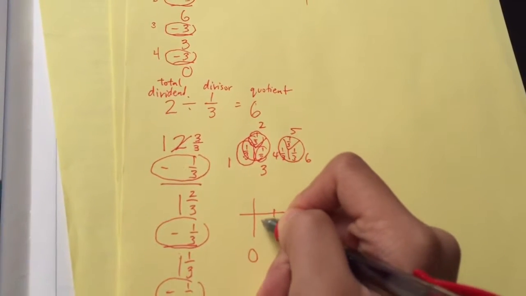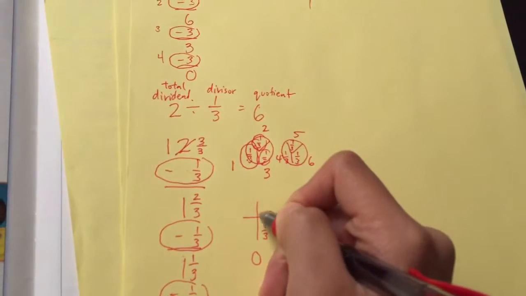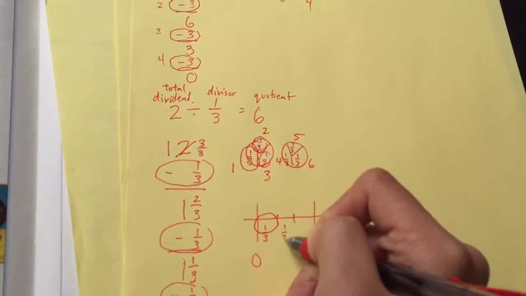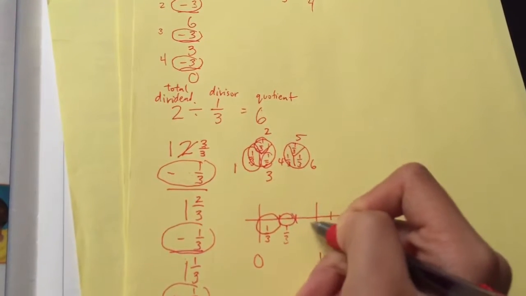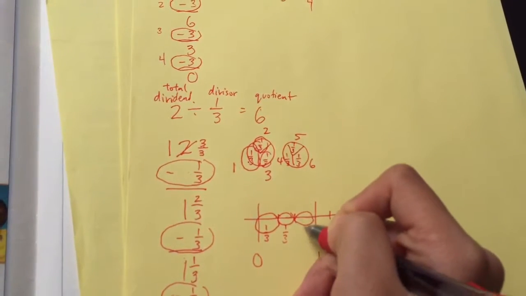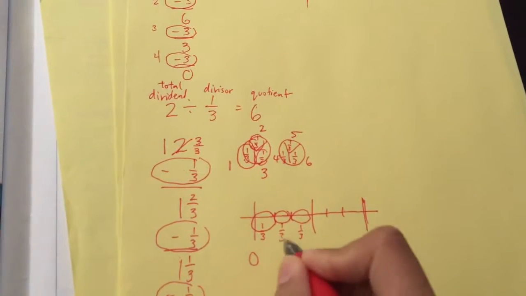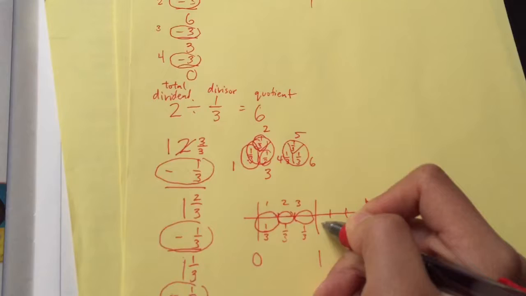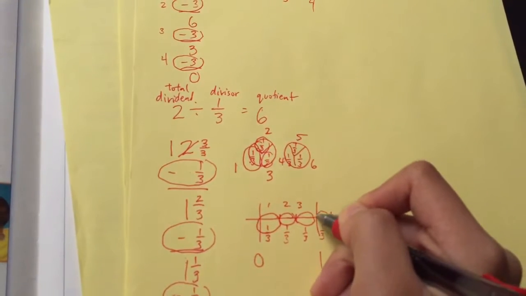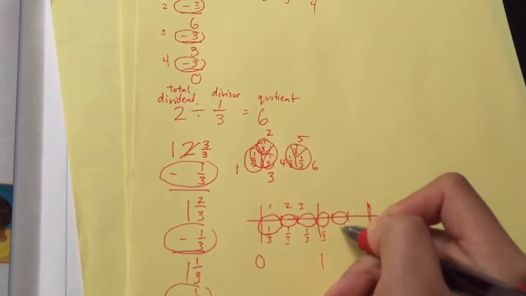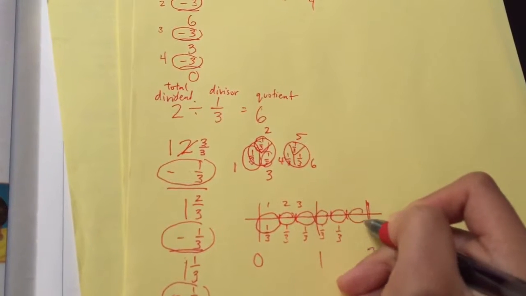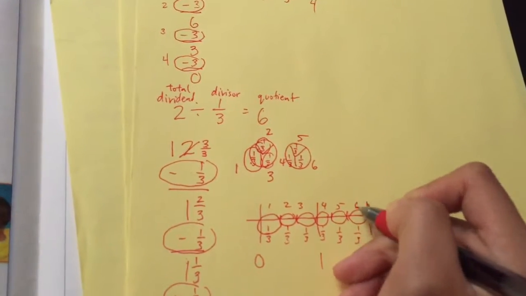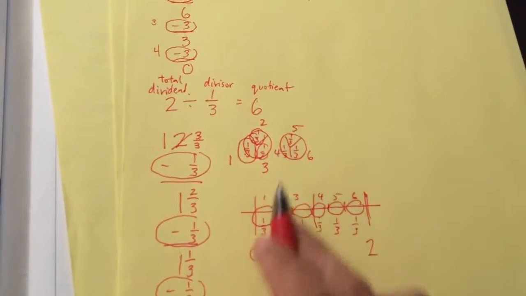So if you give them 1/3, that's 1 slice. If you give them 1/3, that's their 2 slices. If you're to give another 1/3, that's 1, 2, 3 slices. Here's another equal 1/3. Here's another equal 1/3. Here's another equal 1/3. 4, 5, 6 slices. Same thing as that.